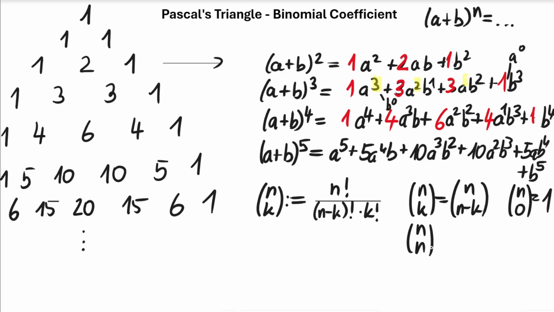N choose n is also 1. N choose 1 is n. So this directly follows from this definition here. And I also need probably the last one. N choose n minus 1 is n. So you can prove it yourself just plugging in n over n here, and you see n minus n is 0, and it cancels out and will become 1.